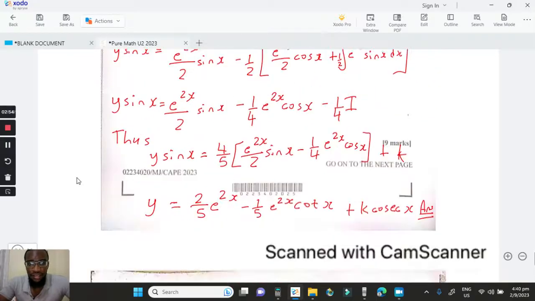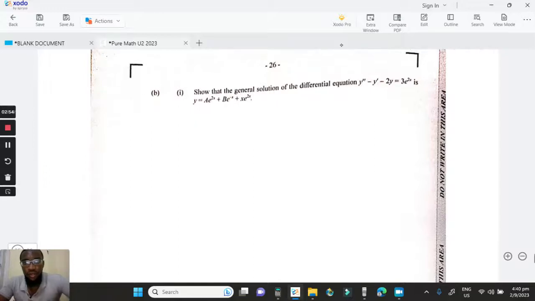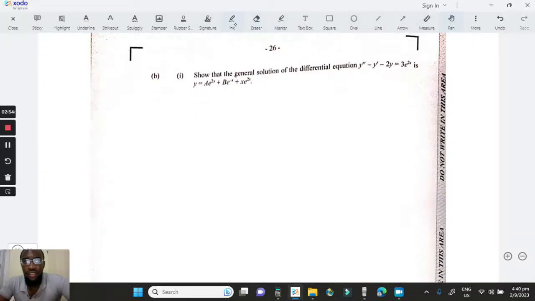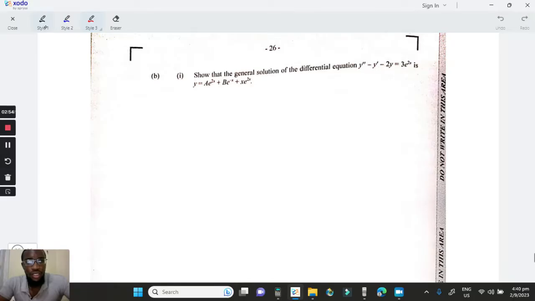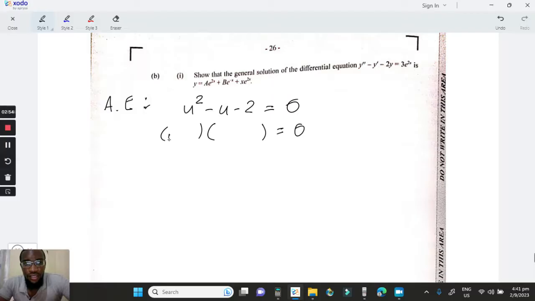I hope this makes sense. Alright, this part now. Show that, we love these questions. Show that this is a general solution. So to show that this is a general solution, first, we'll consider the auxiliary equation. This would be u squared minus u minus 2 equals 0. And we're going to factorize it. This is u, 2 and 1. Signs are different. Bigger number gets the negative. So u is minus 1 or u is positive 2.